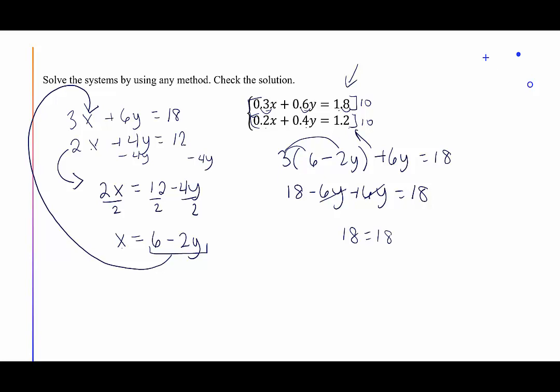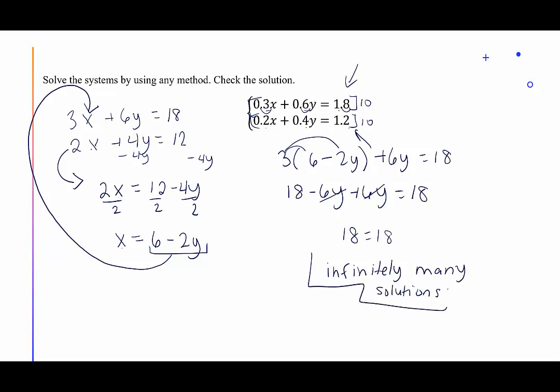What this means is that we have infinitely many solutions. Anything that's a solution to that top equation is a solution to the bottom equation. So we say this one has infinitely many solutions. If we were to graph this, it would just look like one single line because they coincide. They're right on top of each other. And so we have infinitely many solutions.